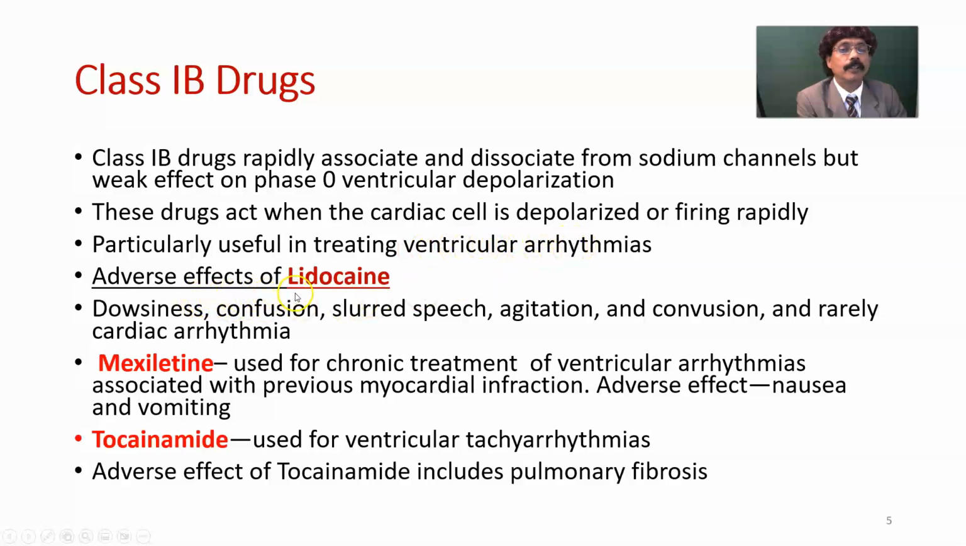Of the class 1B drugs, we have three commonly used: lidocaine, mexiletine, and tocainide. The adverse effects of lidocaine include drowsiness, confusion, slurred speech, agitation, convulsion, and rarely cardiac arrhythmia. Mexiletine is used for chronic treatment of ventricular arrhythmias associated with previous myocardial infarction. Adverse effects include nausea and vomiting. Tocainide is used for ventricular tachyarrhythmia. Adverse effects of tocainide include pulmonary fibrosis.